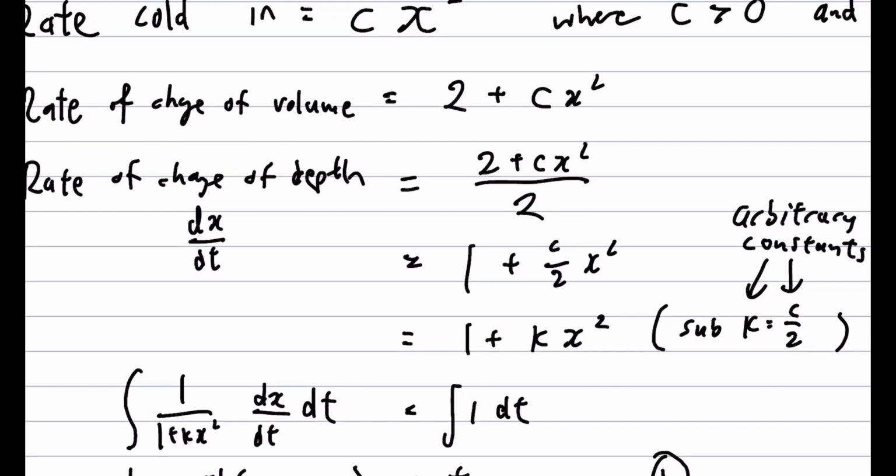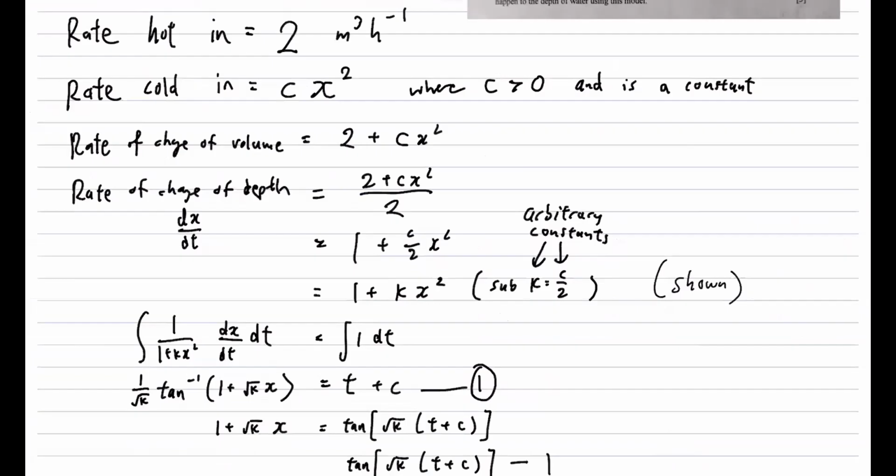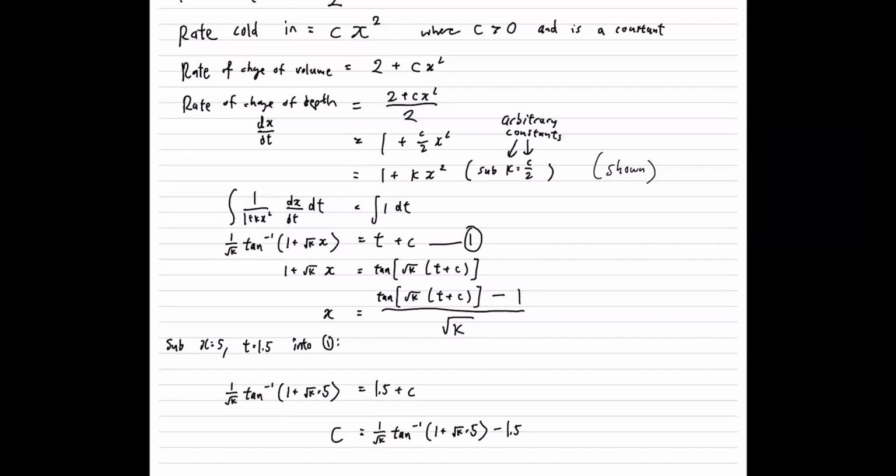I'll just go through. Okay, so integrate with respect to t, they will cancel off. You're left with 1 over (1 plus kx squared) dx. Then integrate 1 dt. Correct or not? Maybe, sorry, am I doing it a bit too fast? I'll show a bit more working.